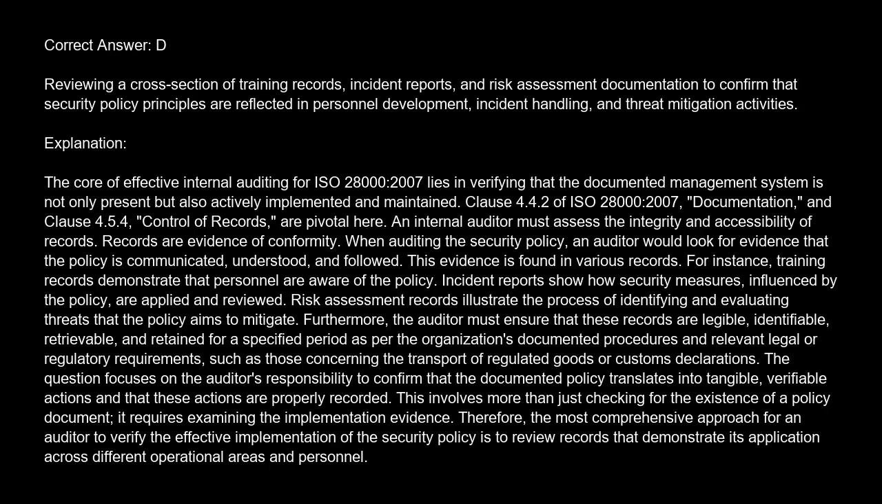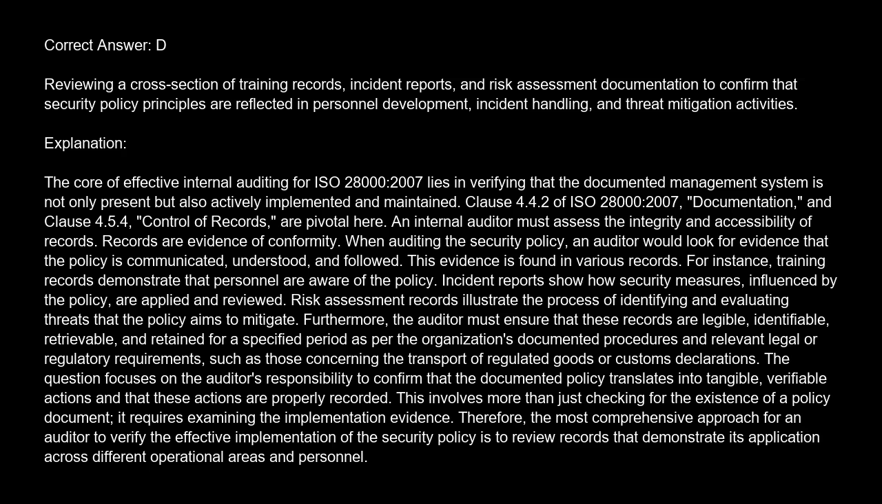The correct answer is D. Reviewing a cross-section of training records, incident reports, and risk assessment documentation to confirm that security policy principles are reflected in personnel development, incident handling, and threat mitigation activities. Explanation. The core of effective internal auditing for ISO 28000-2007 lies in verifying that the documented management system is not only present but also actively implemented and maintained.